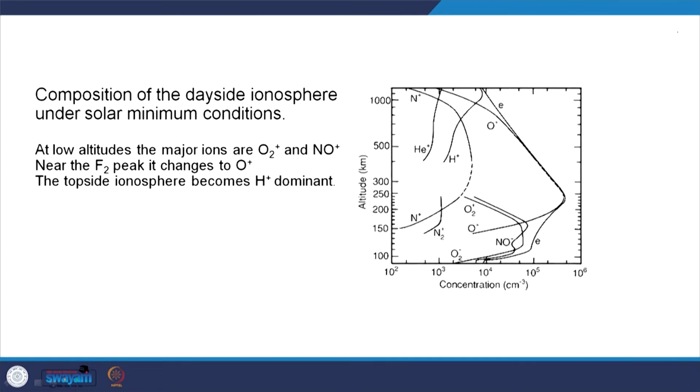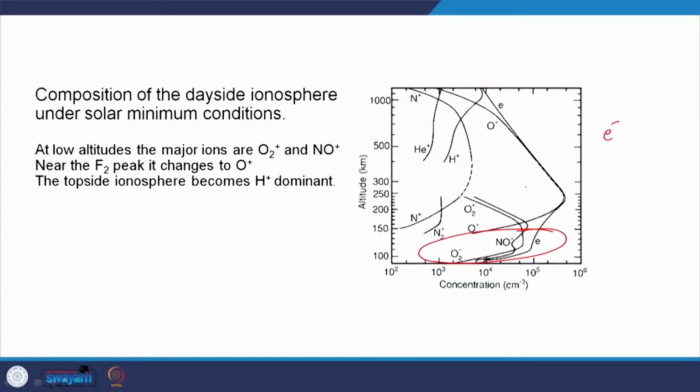Now obviously, if the incident energy is causing ionization, it should be able to create electrons and ions. But generally, what you see at different heights of the ionosphere, at all heights it is electron of course, but at different heights different ion species will exist, because this is due to the availability of that particular species for ionization to happen. At lower altitudes the major ions are O2 plus and NO plus, and near the F2 peak it changes to O plus.